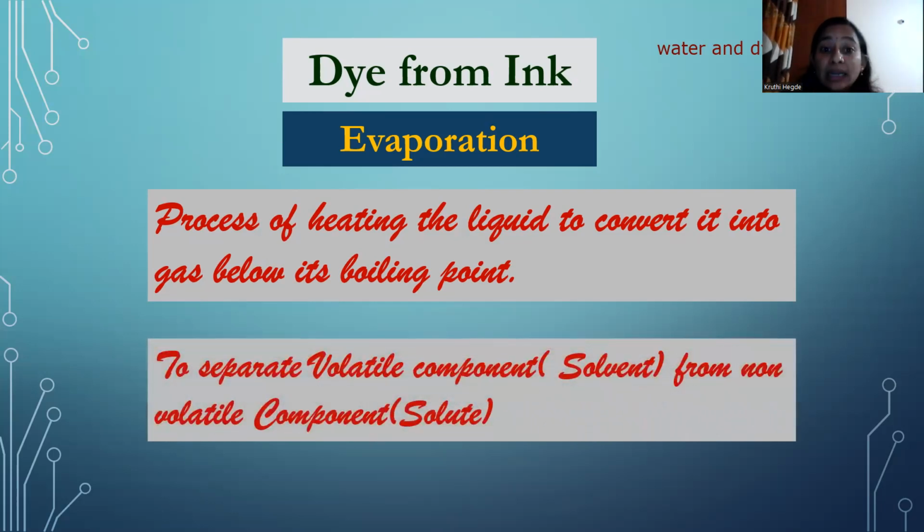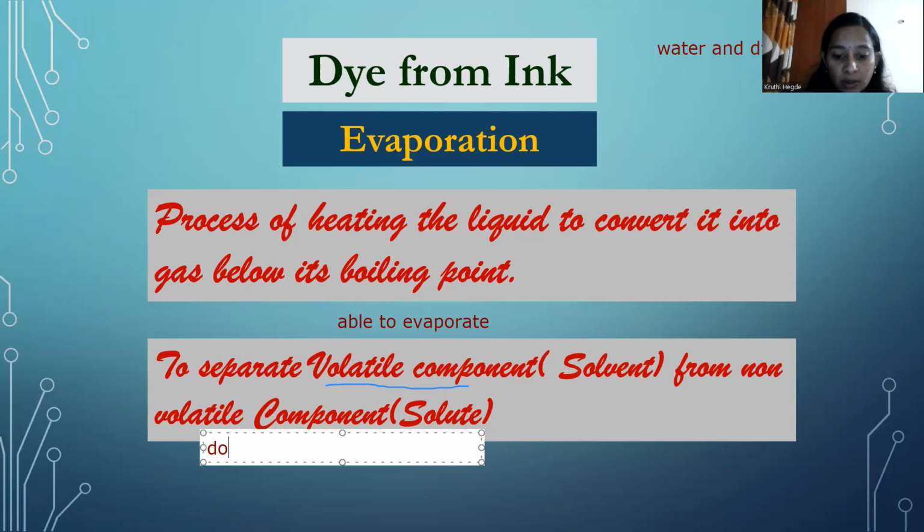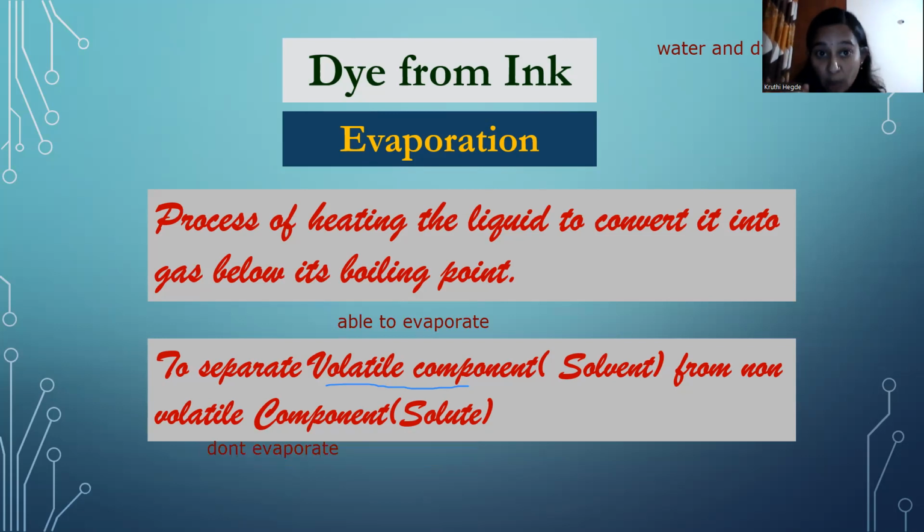To separate the volatile component. The volatile component is the solvent here. We need to know the meaning of volatile. Volatile means a substance which is able to evaporate. That is called volatile. Non-volatile means they don't evaporate. That is called non-volatile. So to separate volatile component from non-volatile component, we use this evaporation technique.